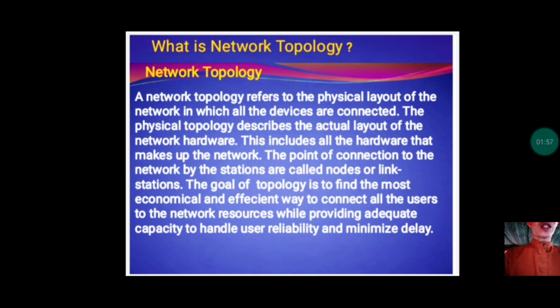Network topology is the way computers and other devices are arranged and connected in a network. It shows how devices are linked together and how data moves between them. You can think of it like a roadmap. The shape of the roads affects how fast cars travel. In the same way, topology affects speed, reliability, and performance of a network.